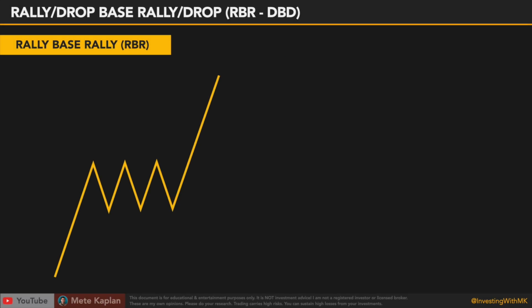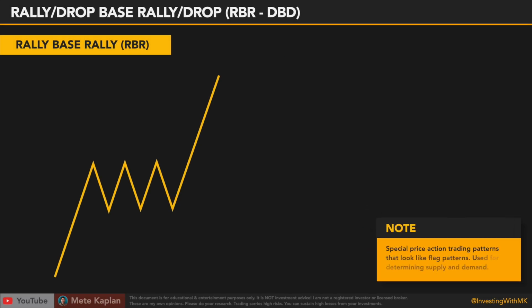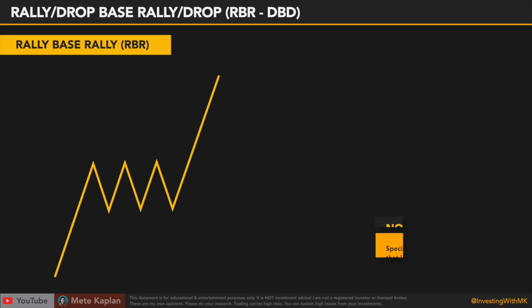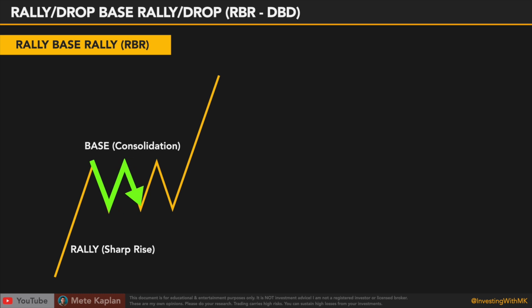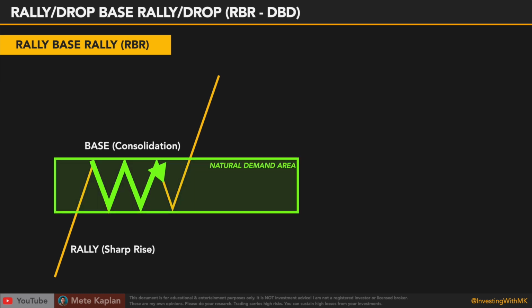Okay, first of all, RBR and DBD look like bull and bear flag shapes on the charts. However, it does not have anything to do with flag patterns. It has three stages. First, the first rally, a strong move. Second, the base, the consolidation period. The base creates the natural demand areas in the charts. And the third is the second strong rally.